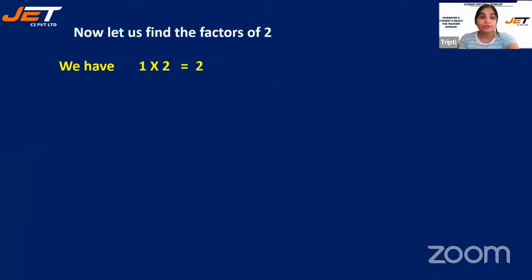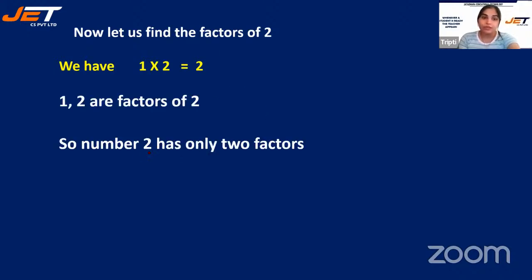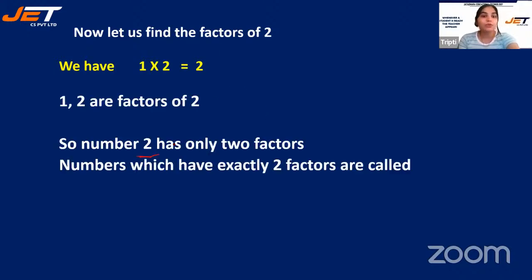Now let's find the factors of 2. We have 1 and 2. The factors of 2 are 1 and 2. So the number 2 has only 2 factors. Numbers which have exactly 2 factors, like the number 2, are called prime numbers. So prime numbers are the numbers which have exactly 2 factors, not more than that, not less than that.